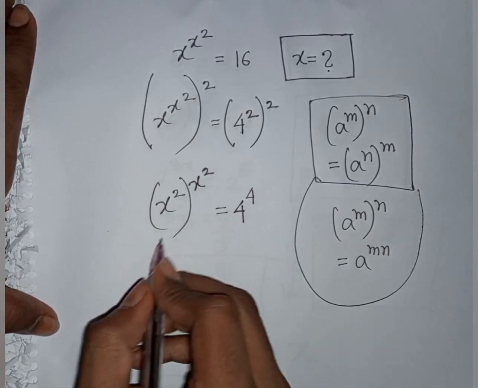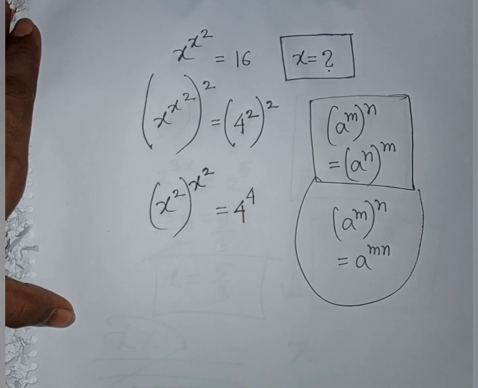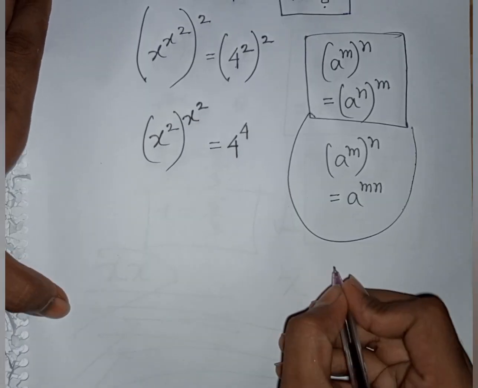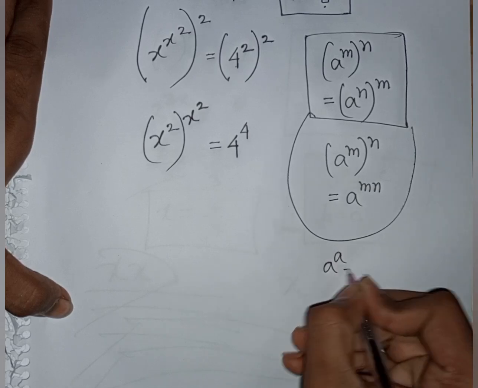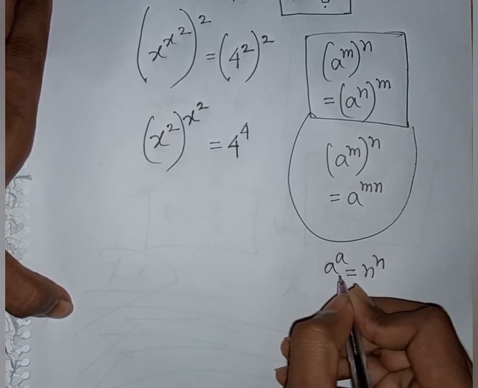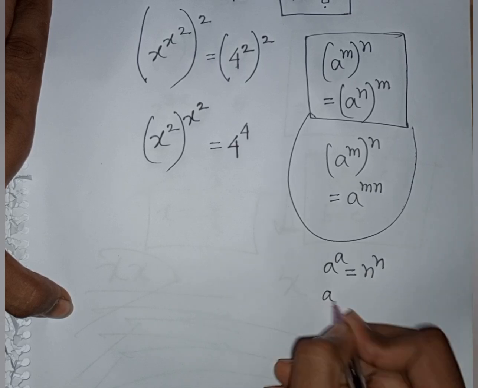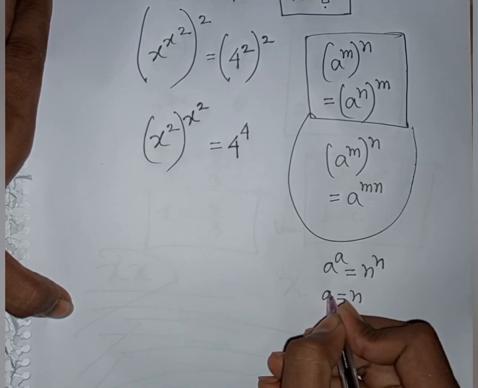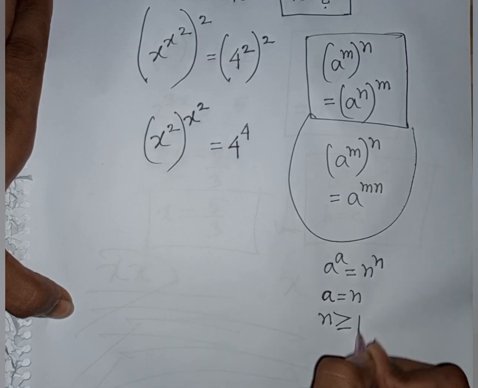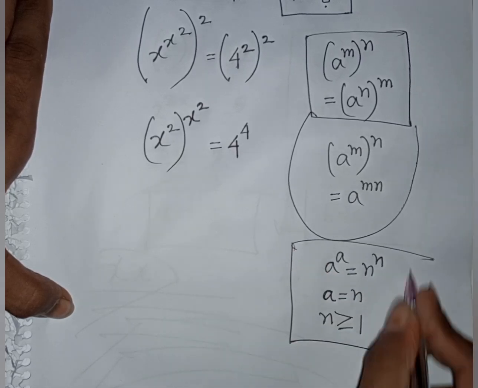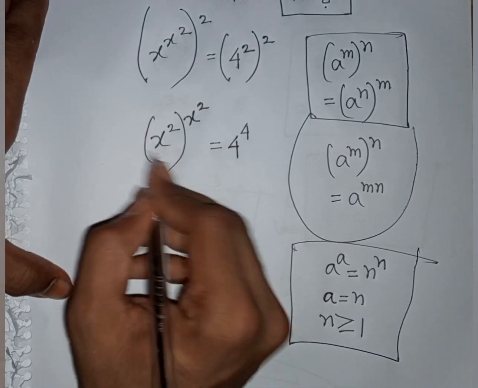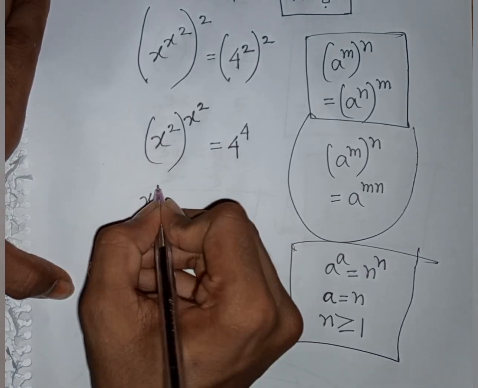Now here I can apply a rule that a power a is equal to n power n, so a will be equal to n where n is greater than or equal to 1. So according to this rule, I can compare here x square will be equal to 4.